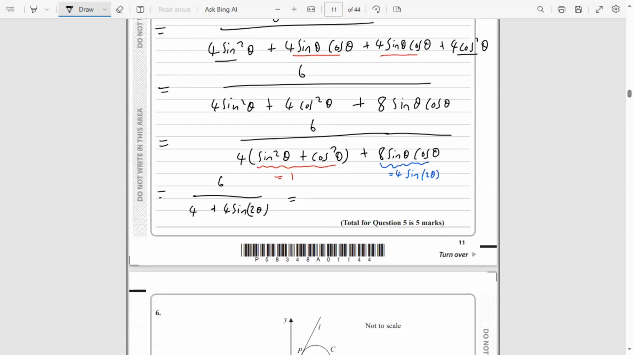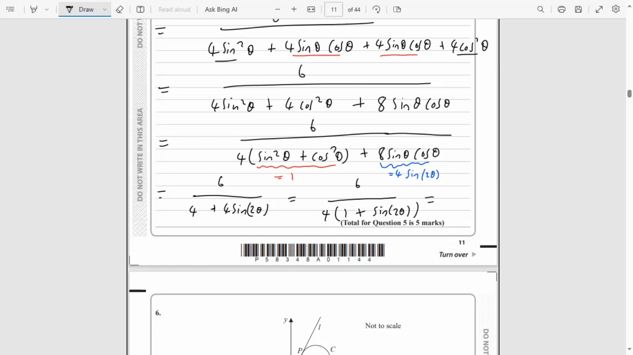So we've got on the bottom 4 plus 4 sine 2 theta. If we just factorize out a 4 on the bottom, so obviously we still got 6 there, but we can factorize out a 4. So we got 4 and then times by 1 plus sine 2 theta. Right, so we're pretty much there.